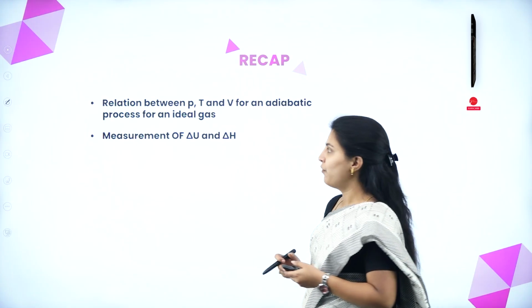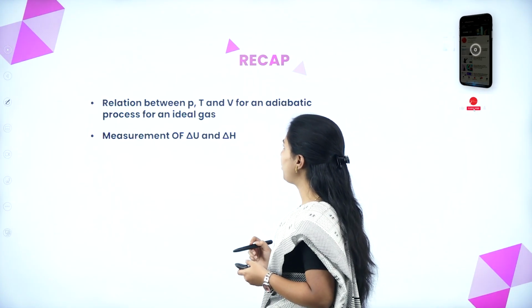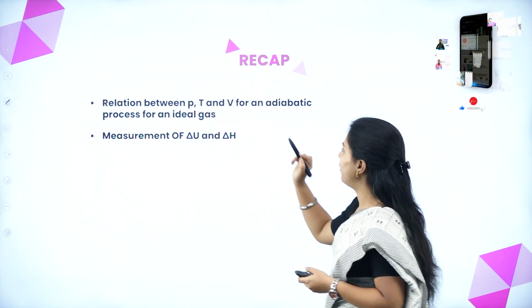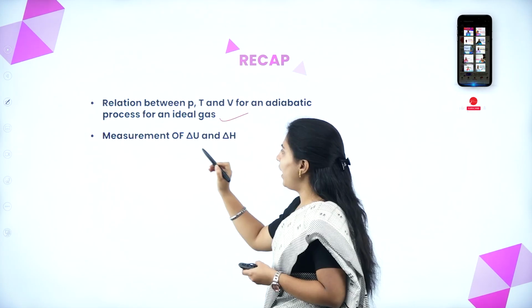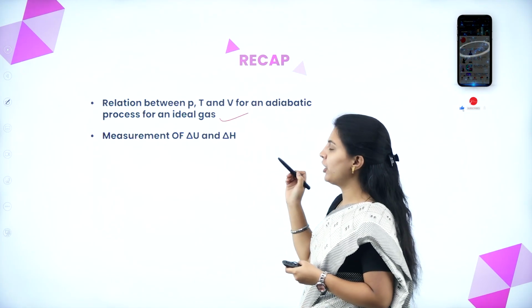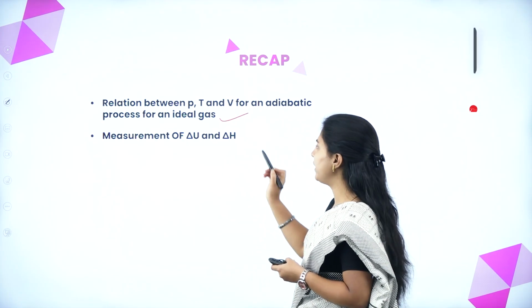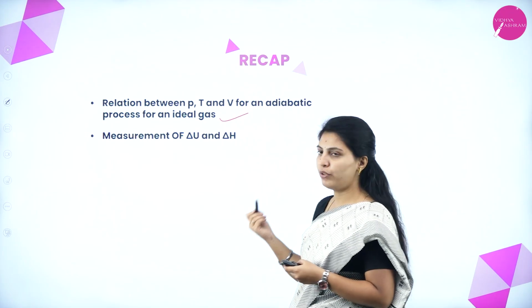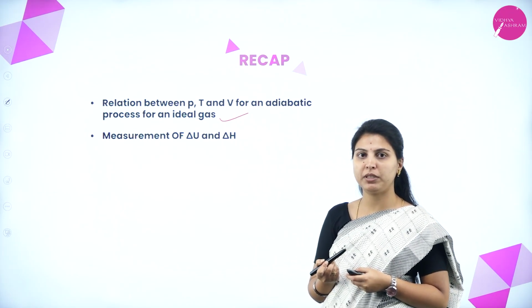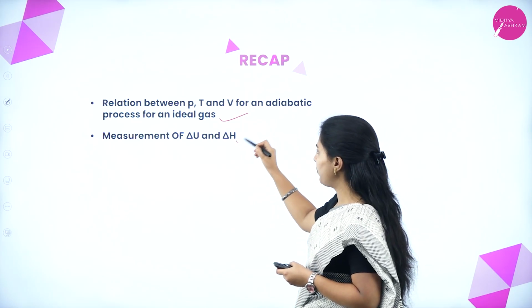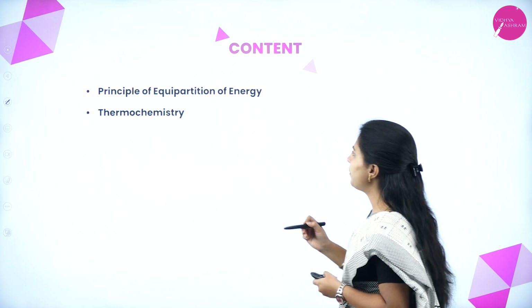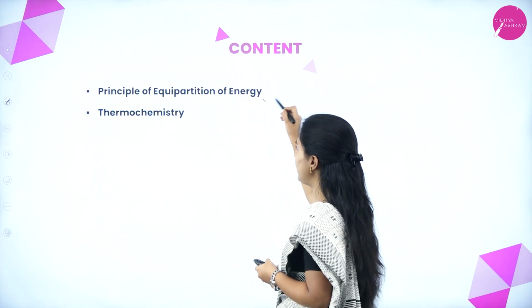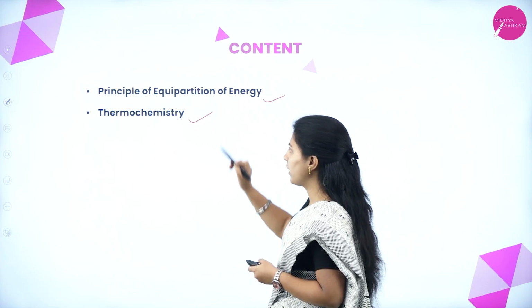In the last class, we discussed the relation between pressure, temperature and volume for an adiabatic process for an ideal gas, and measurement of delta U, that is internal energy, and delta H, that is enthalpy, and how they are measured by a bomb calorimeter. It was also discussed in the previous session. In this session, we will discuss the principle of equipartition of energy and thermochemistry.